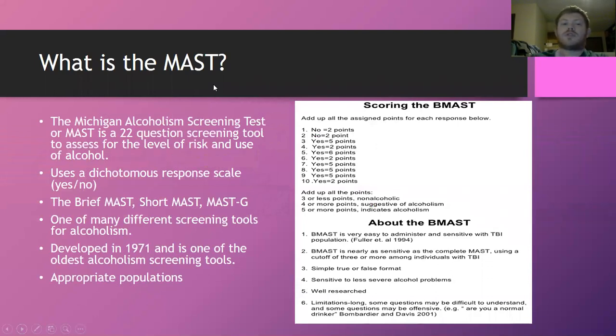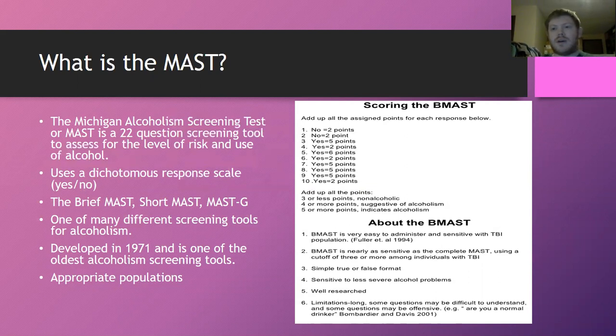The Michigan Alcoholism Screening Test, or the MAST, is a 22-question screening tool that's used to assess for the level of risk and use of alcohol in people. It was originally 25 questions, but they've since revised it and shortened it to 22 questions. This test uses a dichotomous response scale. In other words, all the answers are yes or no, or like a true-false type statement.